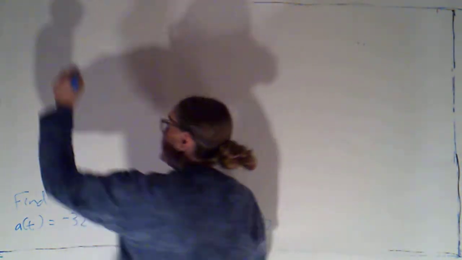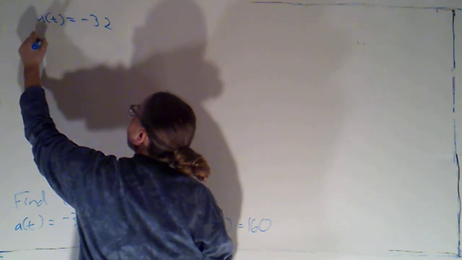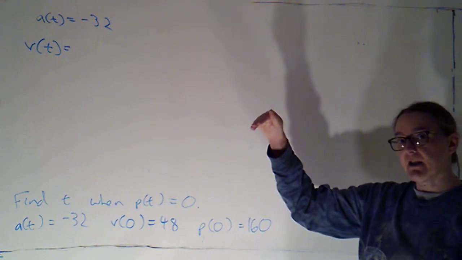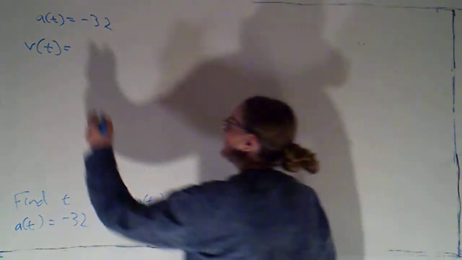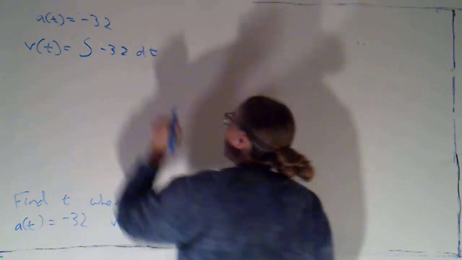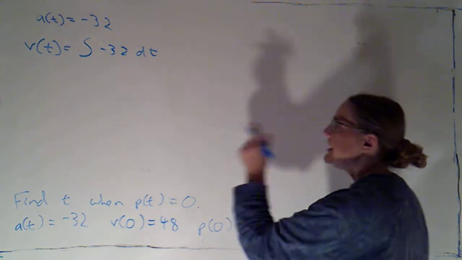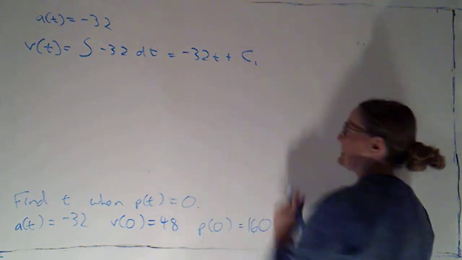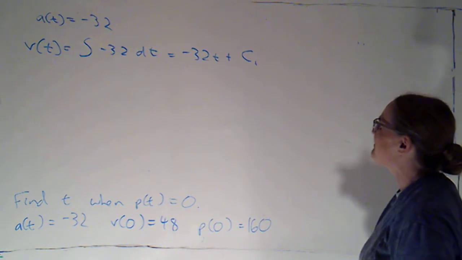So I'm starting with the acceleration. I know that that was negative 32. That's going to allow me to find the velocity, because acceleration is the derivative of velocity, so velocity will be an antiderivative of acceleration. So this is going to be an antiderivative of negative 32, and I'm integrating dt because these are all functions of time. That's just a constant, so I'm going to get negative 32t plus c1, because I know I'm going to be doing this twice, so I'm going to get a second constant at some point.